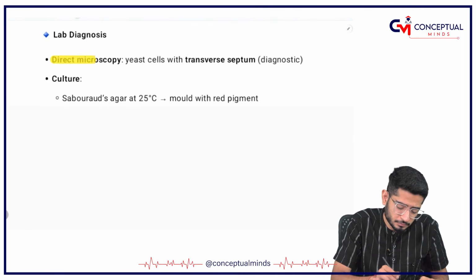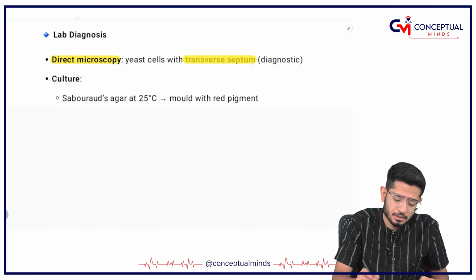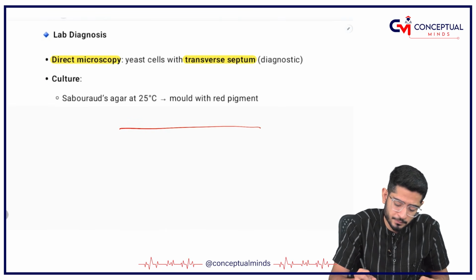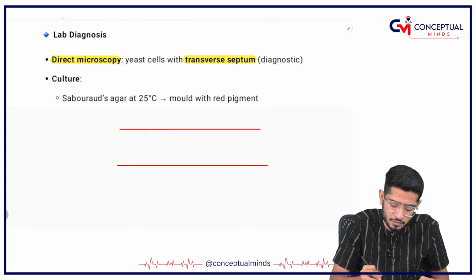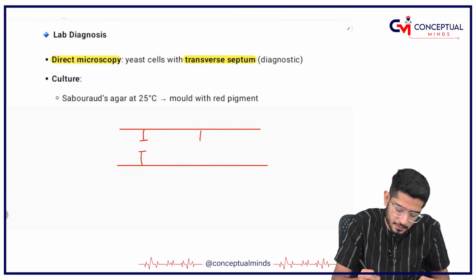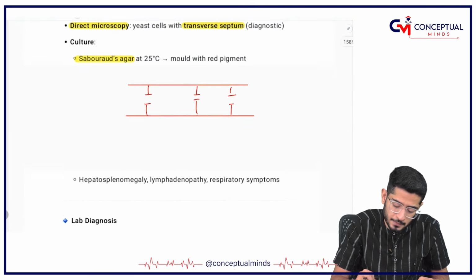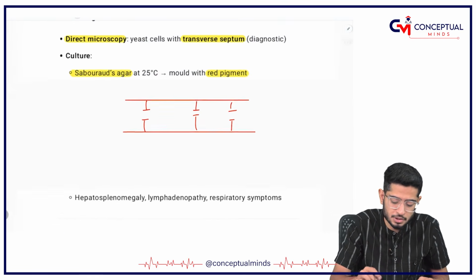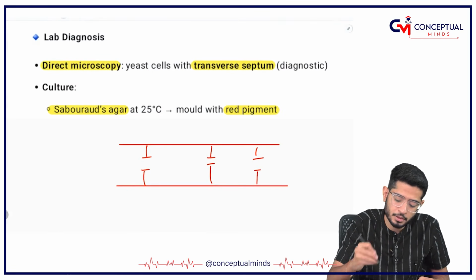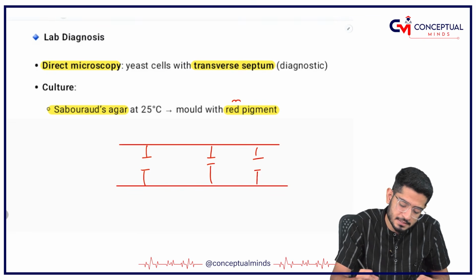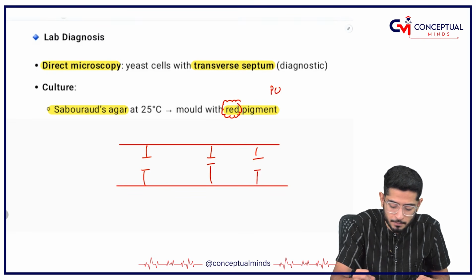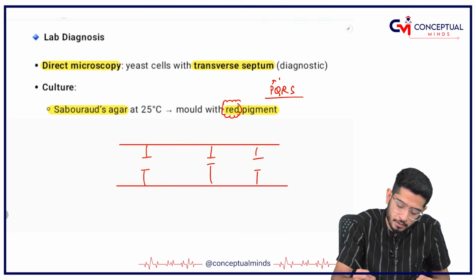Remember, in direct microscopy you will see the transverse septum, not the vertical septum, but they show the transverse septum like this. So that is the characteristic finding. Otherwise Sabouraud's agar you can use, and it is responsible for secretion of the red pigment. These both points are very important. Penicillium marneffei is important, that it has got a red pigment. So PQRS becomes the mnemonic. P for Penicillium, Q has nothing, R for red pigment, S for Sabouraud's dextrose agar.